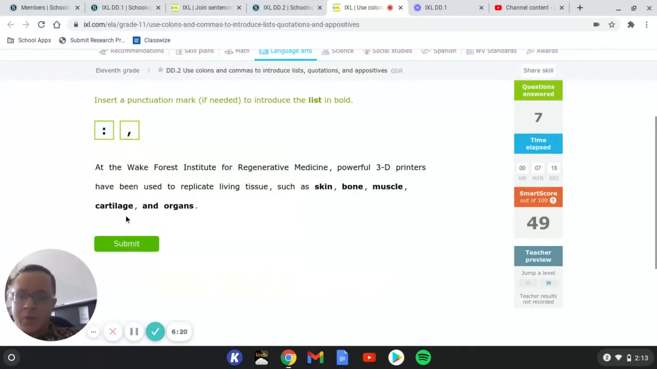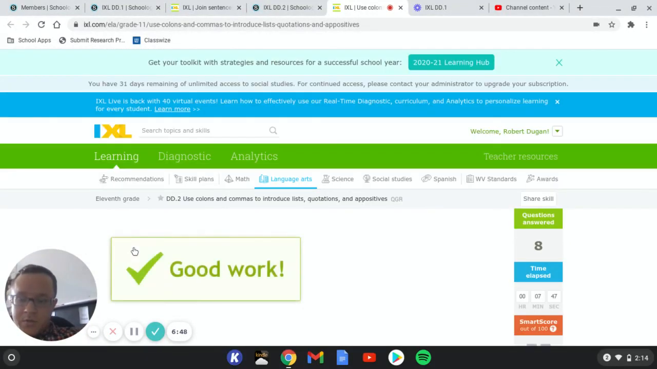All right, bonus round. At the Wake Forest Institute for Regenerative Medicine, powerful 3D printers have been used to replicate living tissue, such as skin, bone, muscle, cartilage, and organs. Okay, so this is one where you see how it says this if needed? Well, we don't need it this time because this comma right here is introducing our list. So we're just going to turn that one right in.